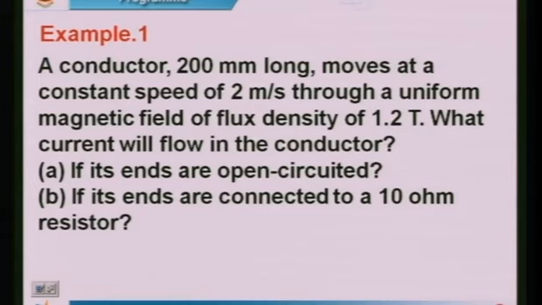A conductor 200 millimeter long moves at a constant speed of 2 meters per second through a uniform magnetic field of flux density 1.2 Tesla. What current will flow in the conductor if its ends are open circuited, and if its ends are connected to a 10 ohm resistor? This is the conductor.